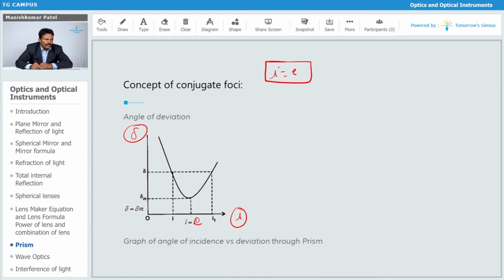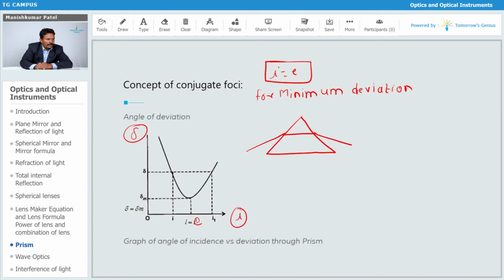So how can we show that? For minimum deviation, the refracted ray is exactly parallel to the base. So when the refracted ray is exactly parallel to the base, obviously I and E are both the same. Definitely for this particular case, I and E are exactly the same.